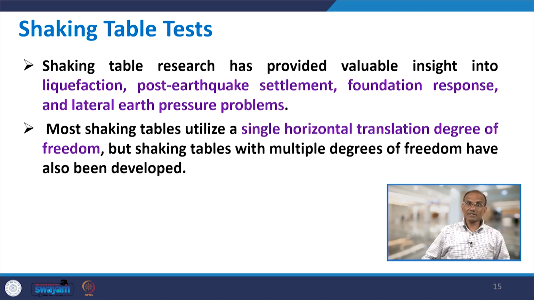The shaking table research has provided valuable insight into liquefaction, post-earthquake settlement, foundation response and lateral earth pressure problems. Most shaking tables utilize a single horizontal translation degree of freedom, but shaking tables with multiple degrees of freedom have also been developed. That means you can apply simultaneously one horizontal and one vertical, that is 2 dimensional, or both horizontal direction shaking as well as vertical direction shaking. So, 3 dimensional, multi directional shaking is also possible.